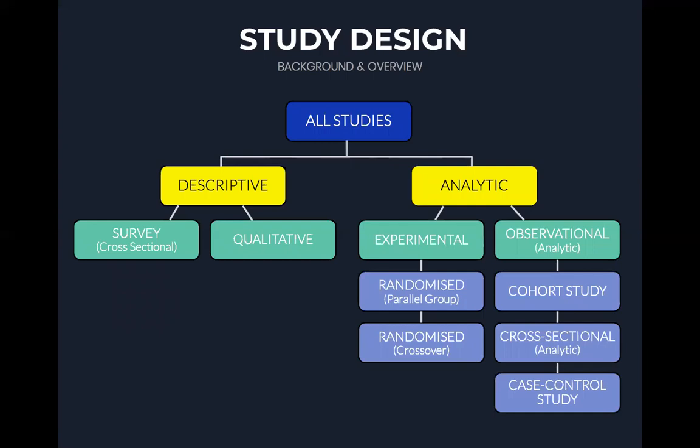So today we'll be focusing primarily on cohort studies, which fall under the analytical observational type of study design. We'll discuss briefly what that actually means in just a second.